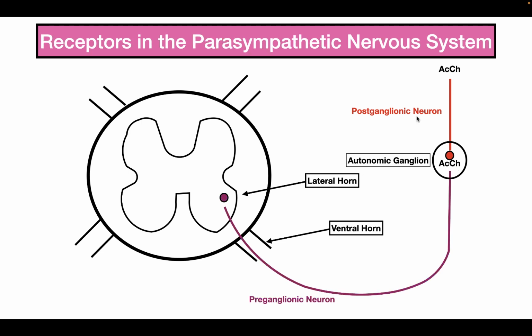Now, as for the parasympathetic nervous system, we see a very similar thing. We see ligand-gated ion channels here, and we see GPCRs on the target cells.